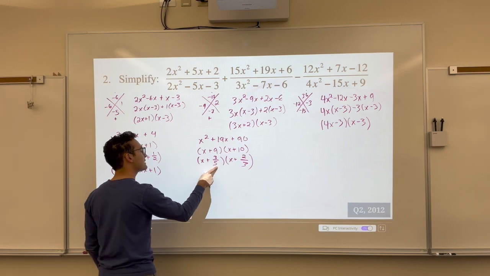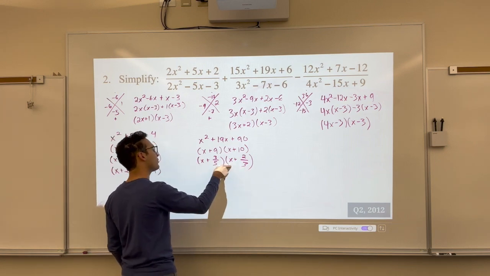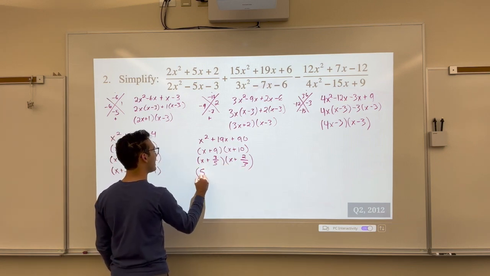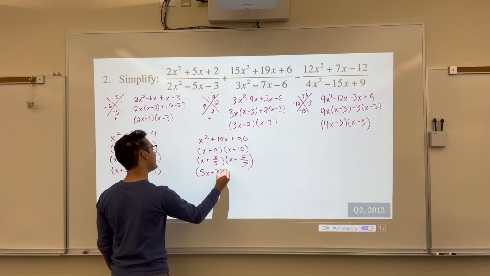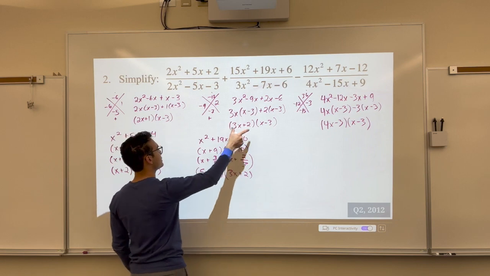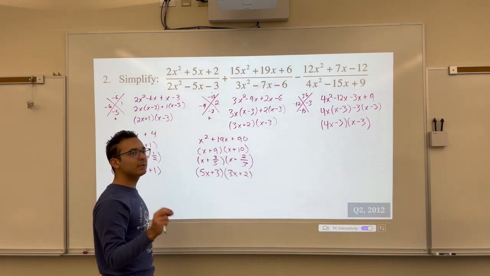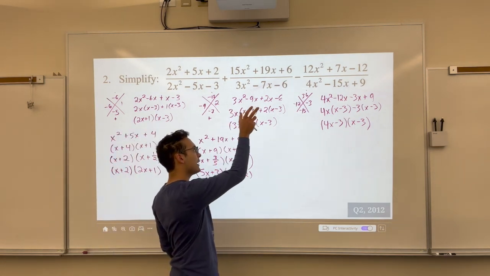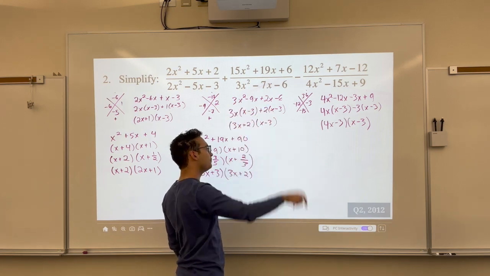So when we then slide the 5 back and slide the 3 back, we are left with 5x plus 3 times 3x plus 2, and of course the 3x plus 2 is a shared factor, so we'll be able to cancel it. Lastly, let's go ahead and look at the numerator up here.